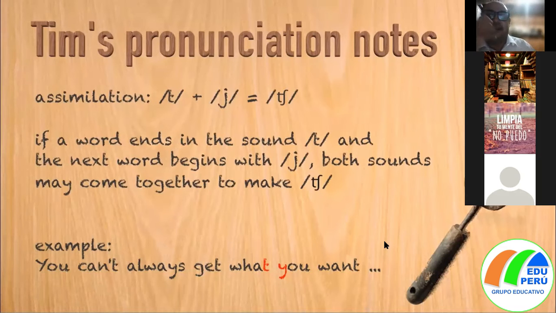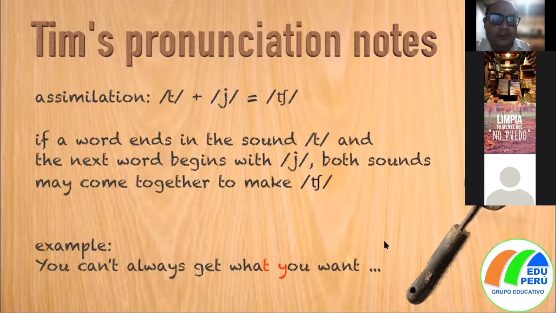So notice, this is a video that is showing us how native speakers say some words when they speak fluently. They usually change sounds, link sounds together, omit sounds. Notice here, for example, this is one of them, assimilation. Remember, more specific is reciprocal assimilation. T plus y becomes ch. If a word ends in the sound t and the next word begins with y, both sounds may come together to make ch.